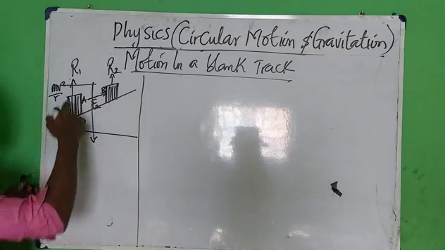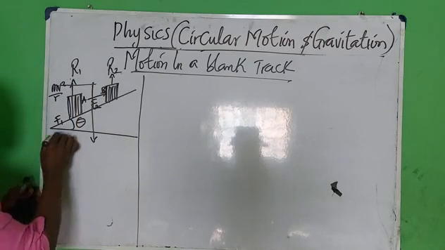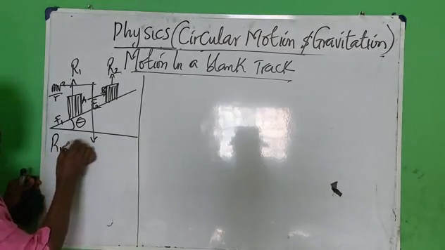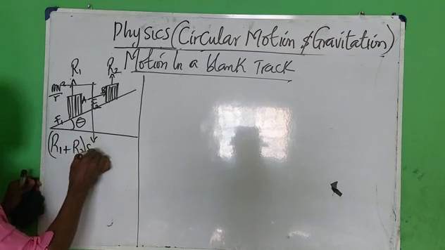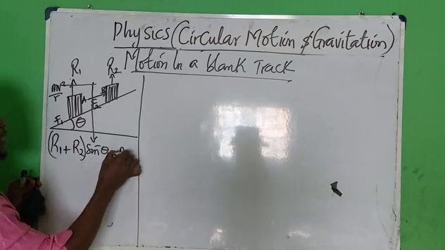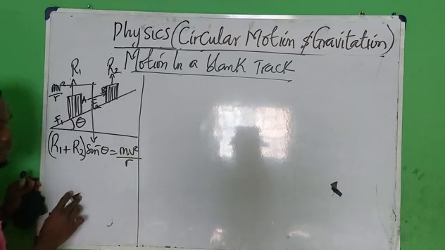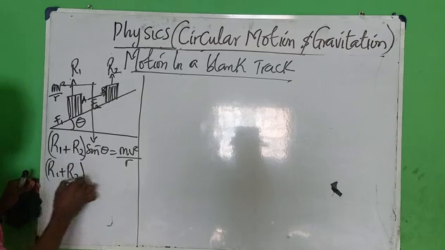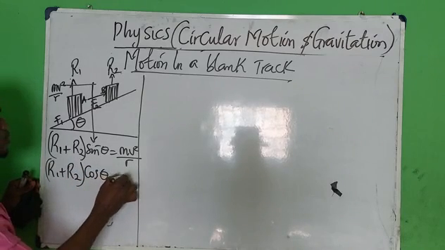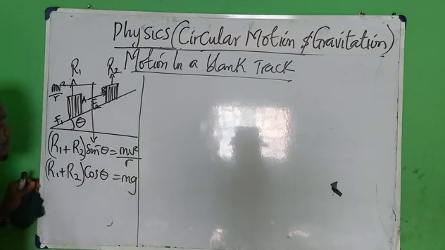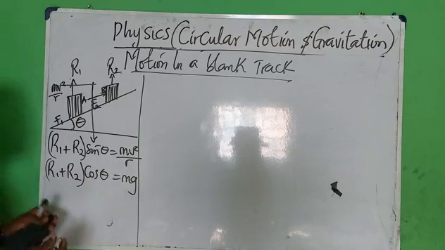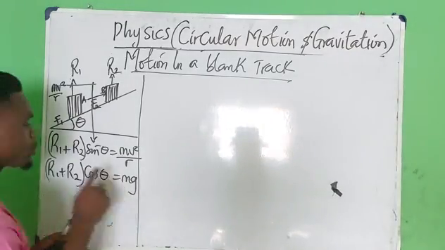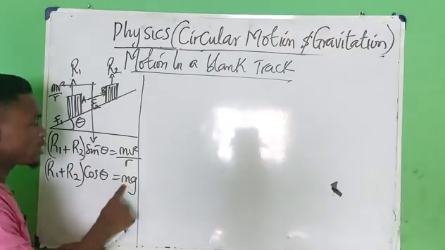Now, from what we have, R1, R2, we are going to resolve this along the x and y axis. R1 plus R2 sine theta is equal to mv squared over R. R1 plus R2 cos theta is equal to mg, which is F. The next thing we have to do is to divide equation 1 by equation 2. We'll divide equation 1 by equation 2.